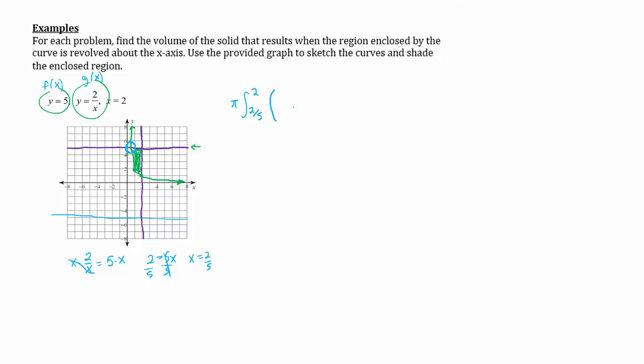Inside of our integral, we need to do f of x squared, so 5 squared, minus g of x squared, so 2 over x needs to be squared, dx. And one of the things with this whole squaring process is that you need to make sure that you're following the rules that we have in mathematics. 5 squared is easy, that's going to be 25. But when I square 2 over x, it squares the 2 and the x. So that makes it 4 over x squared, which we're going to rewrite as 4x to the negative 2, so we can use the power rule.